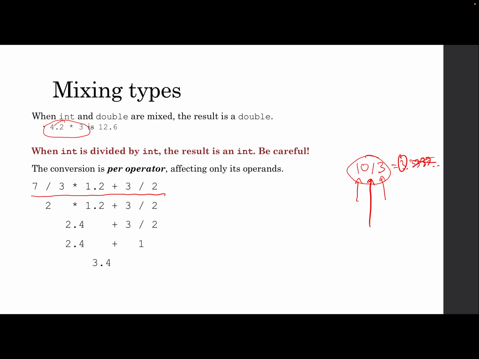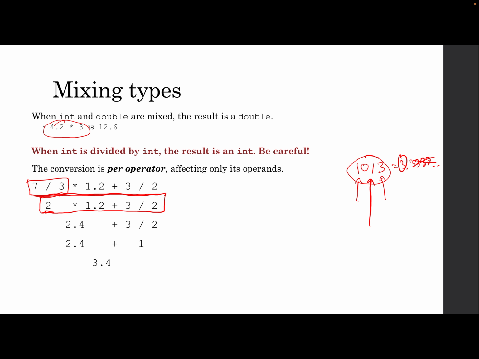We do the multiplications and the divisions first, because that has the highest precedence, and the order in which you do them is from left to right. So the first thing that happens is you do 7 divided by 3. Well, 7 is an int, 3 is an int, so we do integer division. 7 divided by 3 is actually 2 point something, but we get rid of the point something because it's integer division, so we end up with 2. So our expression turns into this.